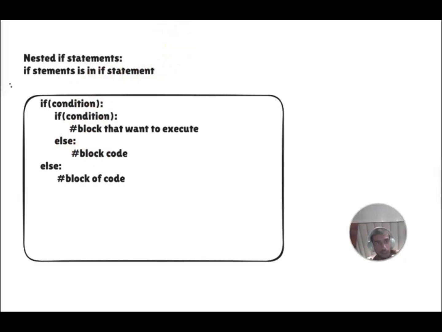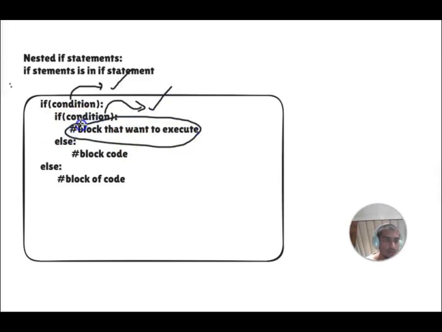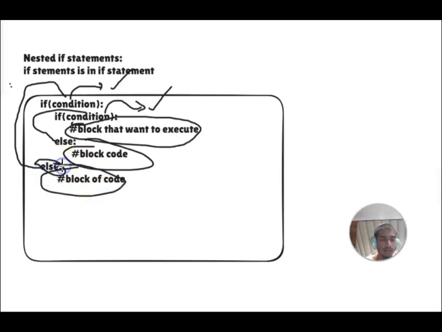Now let's see how it actually works. When this condition is true, it checks this condition inside again, whether it is true or not. If it is true, this block of code is going to be executed. Otherwise, if this condition is false, then it jumps to the else statement and this block of code is going to be executed.